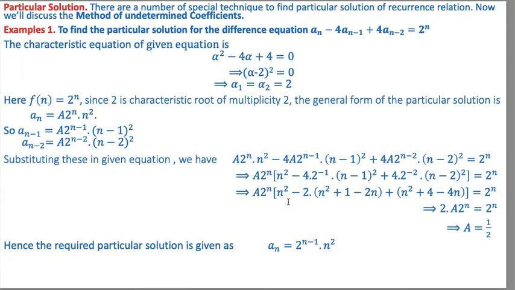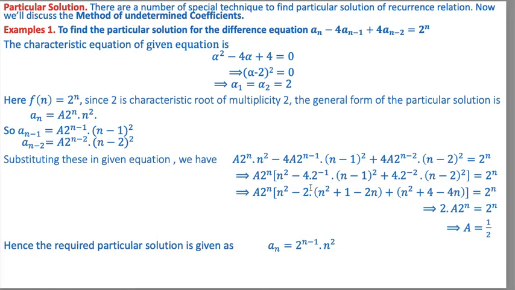So inside we have n^2 minus 4 into 2 inverse, which is 2, times (n-1)^2. Open the square: n^2 plus 1 minus 2n. 4 into 2 raised to power minus 2 is 1, so open this bracket: n^2 plus 4 minus 4n. And this equals 2^n.